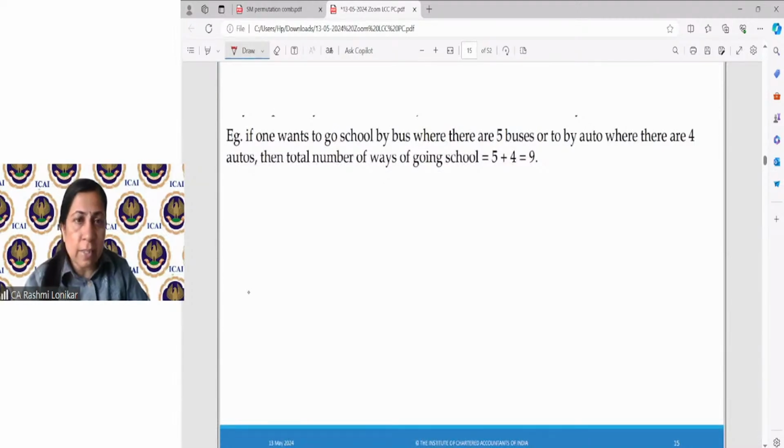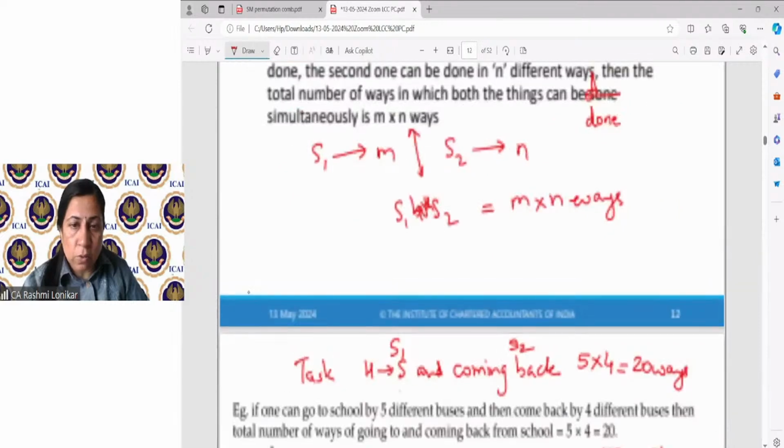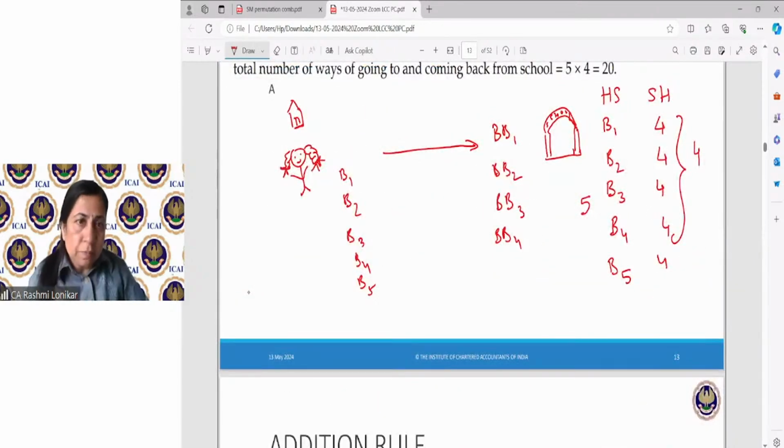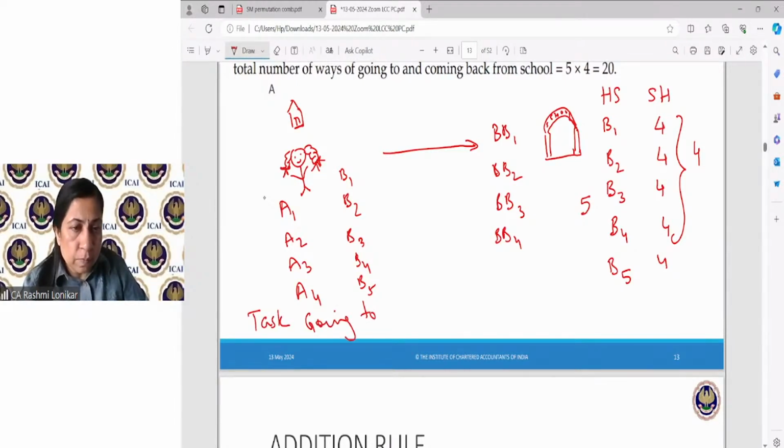So again, taking the example of the bus, of going to school. That is my bus option, but near the bus stand, you know, autos are also standing. So autos, suppose A1, A2, A3 and A4. What is the task? What is the work? Going to school.